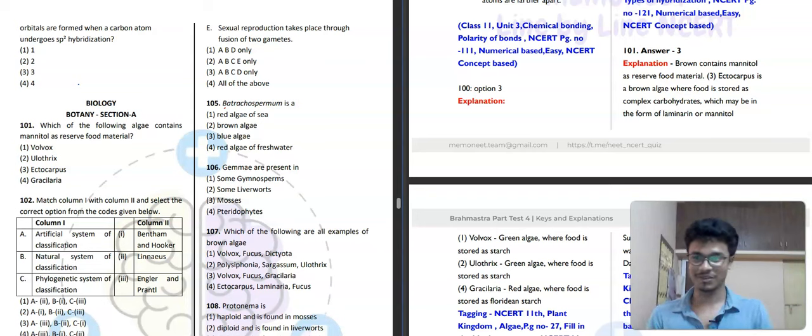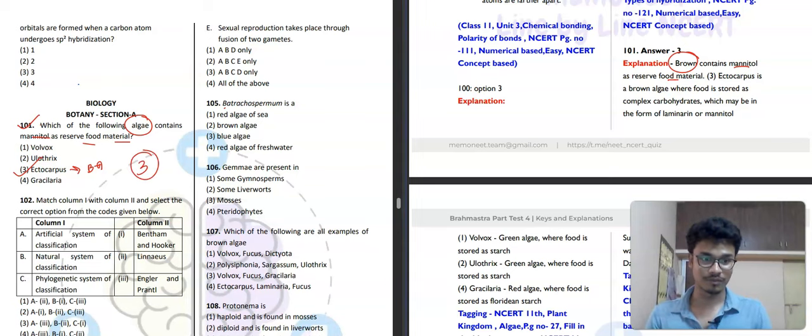Let's start with question number 101. Which of the following algae contains mannitol as reserve food material? Volvox, Ulothrix, Ectocarpus or Gracilaria. We know that brown algae basically contain mannitol as reserve food material, and here Ectocarpus is the brown algae. So the third option will be our correct answer for this question.